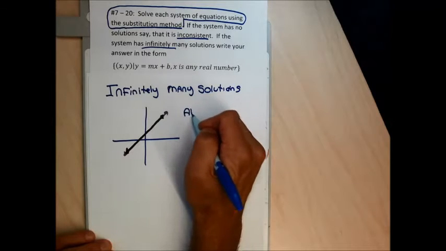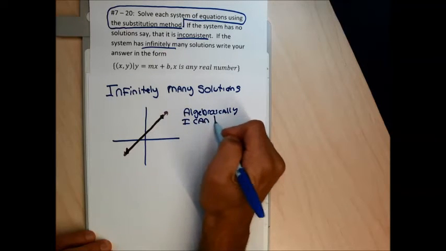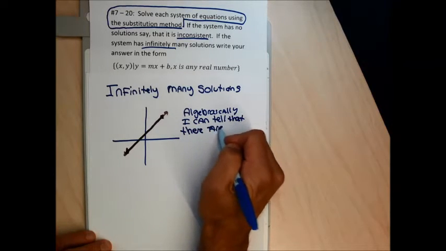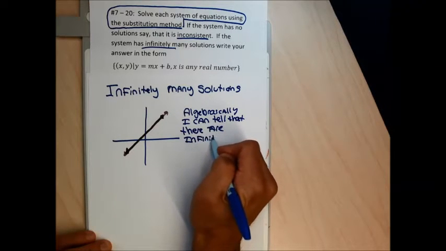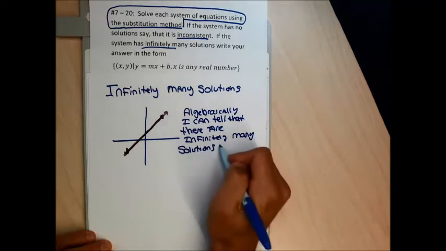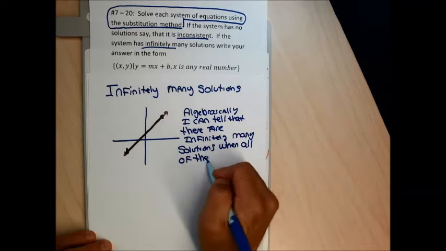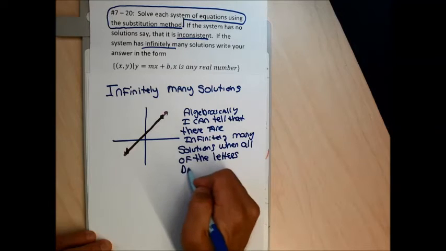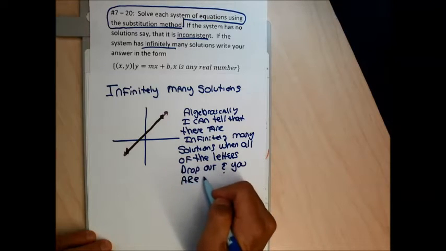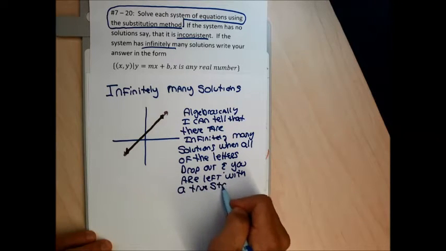Algebraically, I can tell that there are infinitely many solutions when all of the letters drop out and you are left with a true statement, as opposed to a false statement.